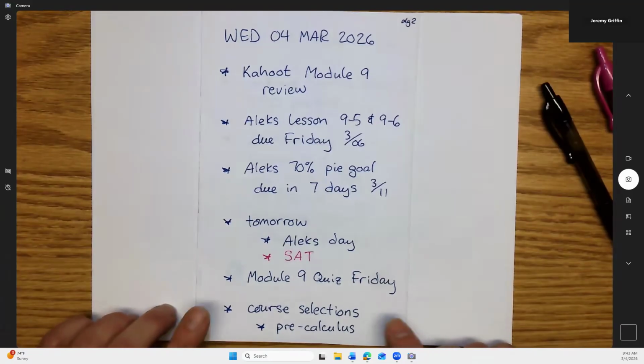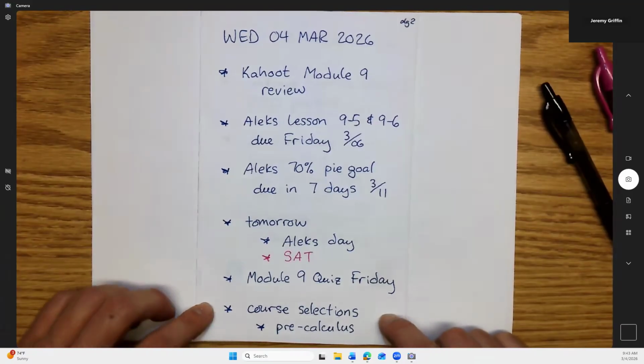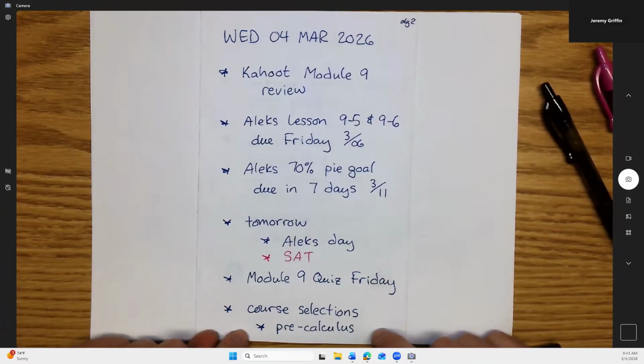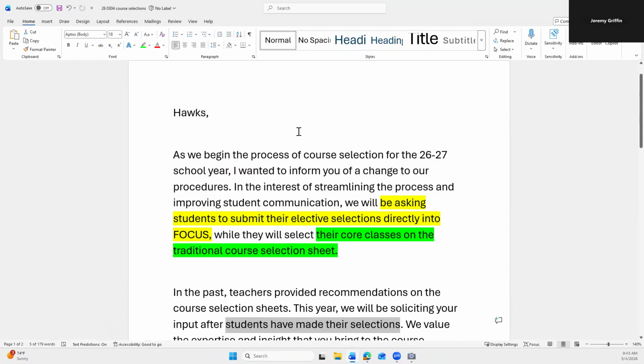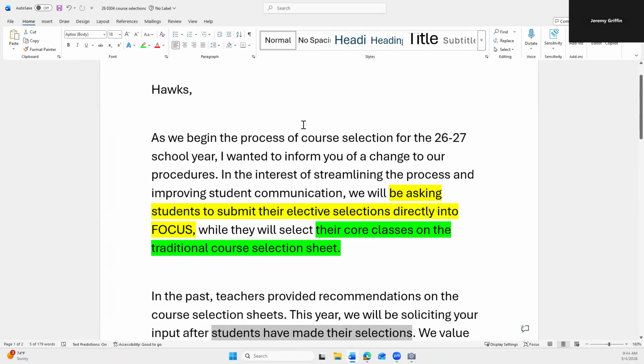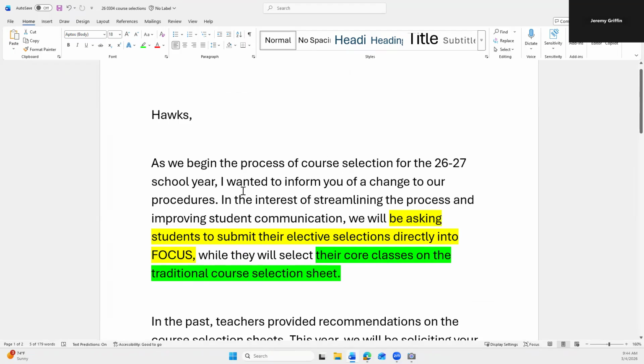Okay. Before we do the Kahoot, one more thing. Course selections are coming up. Now, I'm told that the next class for everybody should be pre-calculus. Also, this email went around, so I'll show you so that we're all looking at the same thing, because they're doing something different this year. It says as we begin the process for course selection for this coming school year, a change of procedures, in the interest of streamlining the process and improving student communication, they'll be asking students to submit their elective selections directly into Focus.